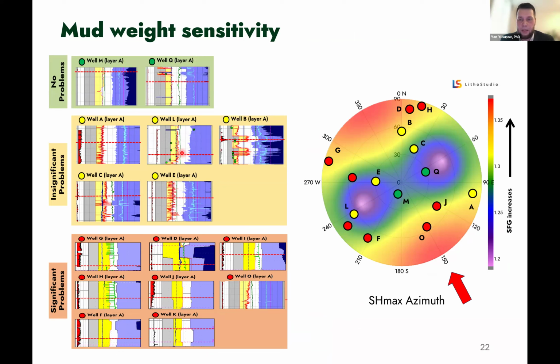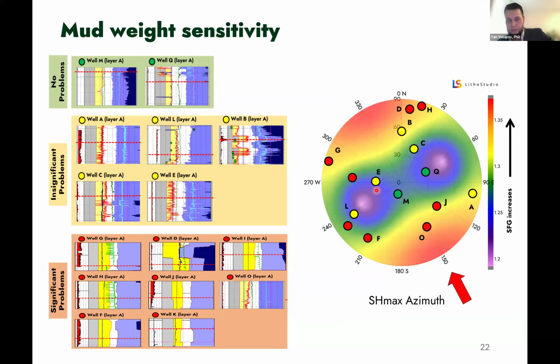This is a real case. We can see on this stereonet, for example, built for the same formation for these wells. The green points are safe wells, the wells that were drilled safely. The yellow points are moderate risk, and the red points are high risk with high breakouts. From the stereonet distribution on this slide, we can see that green points are associated with the center of the stereonet, and red points are associated with the boundary of the stereonet.